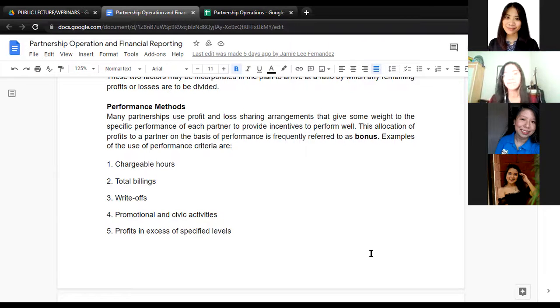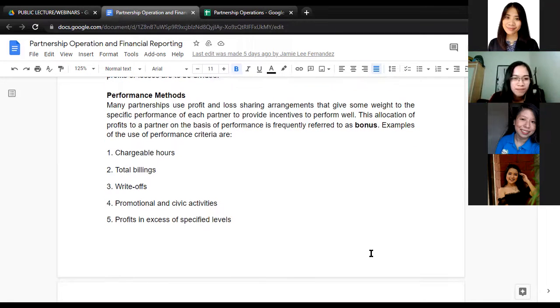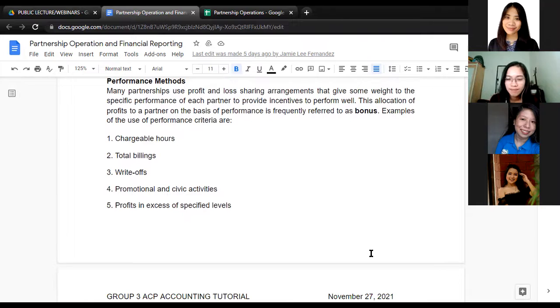So weight may be given 2 hours in excess of a standard. So yung additional na 2 hours na in-spend niya, kailangan bigyan mo siya ng extra or bonus. So, number 2 is total billings.